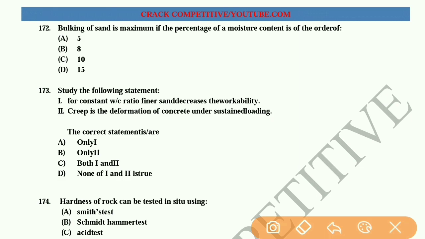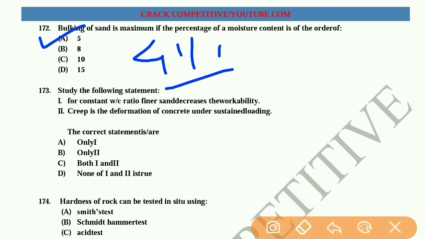Bulking of sand is maximum if the percentage of moisture content is of the order of, this is 4% रहना चाहिए, लेकिन ऑप्शन में 5% दिया था मिनिमम, इसलिए मैं 5% का ही चूज करूंगा. Option A is right.